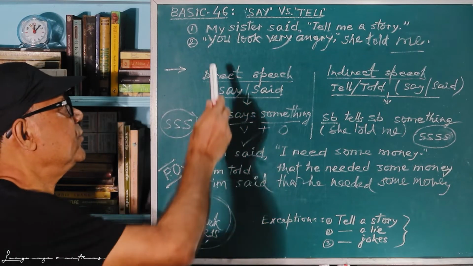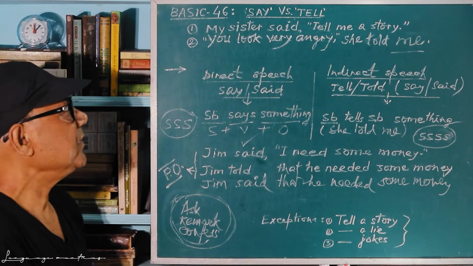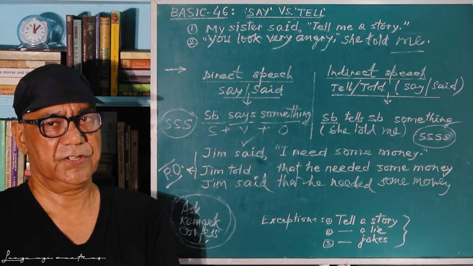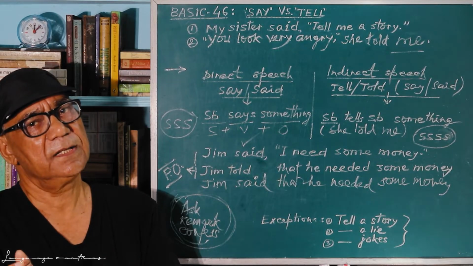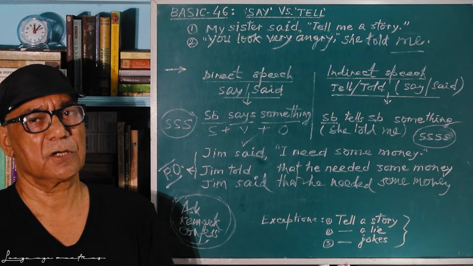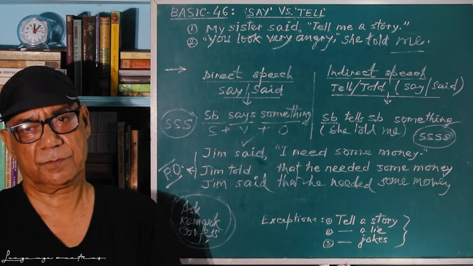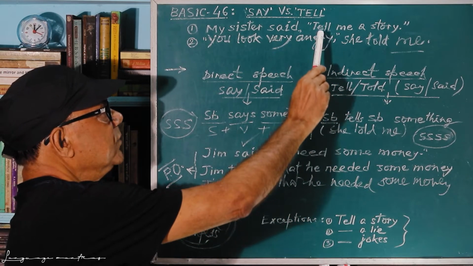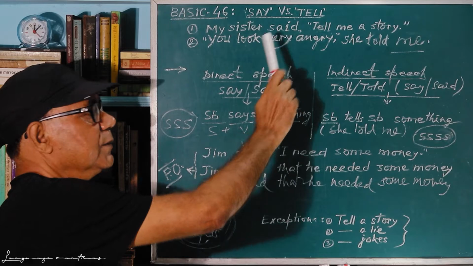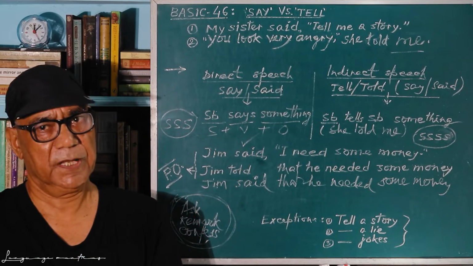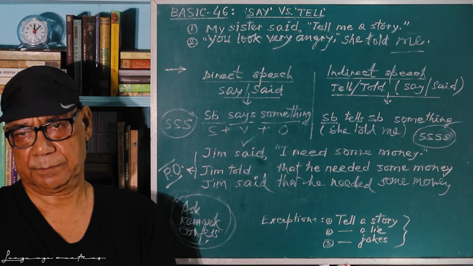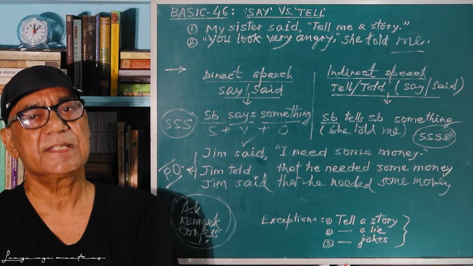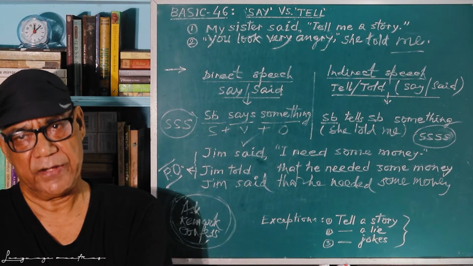So let's read the first sentence here. My sister said, "Tell me a story." My sister said, comma, quotation marks begin, tell me a story, full stop, quotation mark closed. So this is a direct speech. Now here we have two important verbs, said verb and tell verb. Said comes from say verb, it is past tense, and tell verb is present tense. These two verbs very frequently appear when you discuss change of narration.